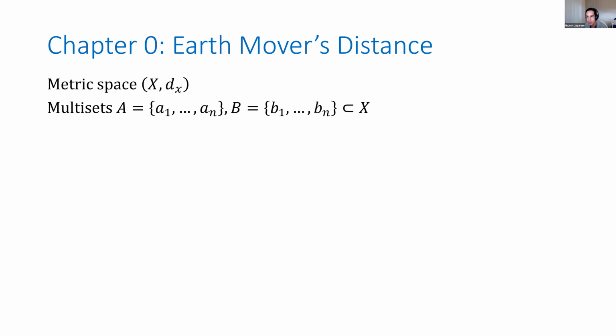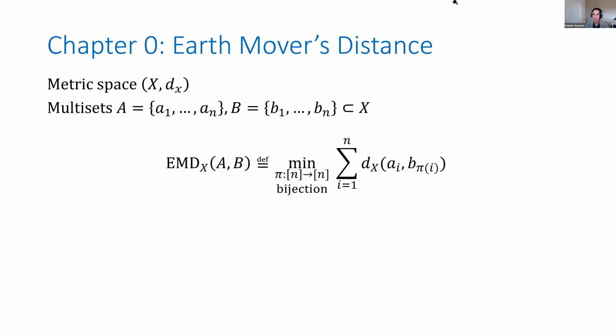So Earth mover distance is a metric, and it's a sort of a meta-metric in the sense that it computes distances between sets of points which live in a metric space. So given some metric space X and dX, some distance on that metric space, the Earth mover distance is defined between pairs of multisets A and B, where A is some set A1 up to AN and B is some set B1 up to BN, both living in the same metric space X. And these sets have to have equal size for this talk. And so what is the Earth mover distance?